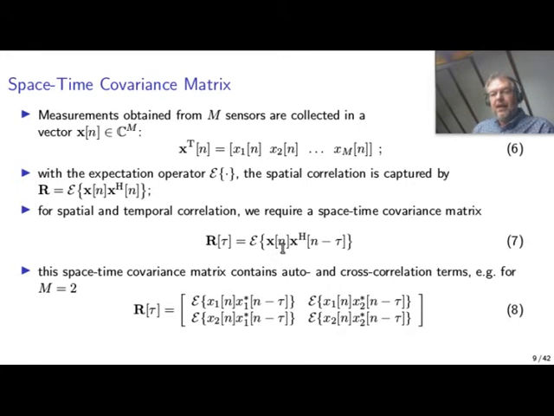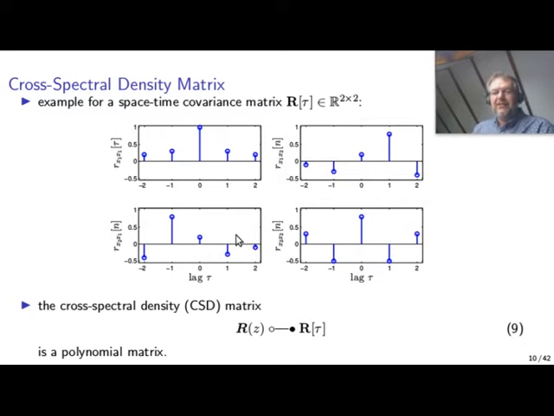And what we need to include is a lag component in order to compare signals in different channels at different times. So if we formulate the space-time covariance matrix, then we end up with a matrix that now depends on this lag component tau. And every element, for example, for m equals 2 here, is going to be an auto or cross-correlation function. So on the main diagonal of our matrix, we have two autocorrelation functions, and in the off diagonals we have cross-correlation functions. To give you an example, we have here this 2 by 2 matrix.